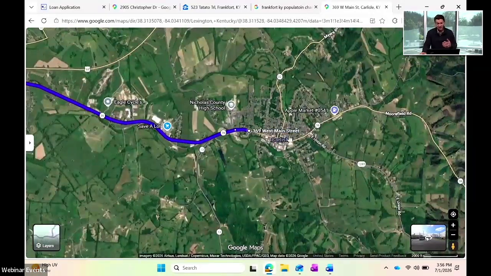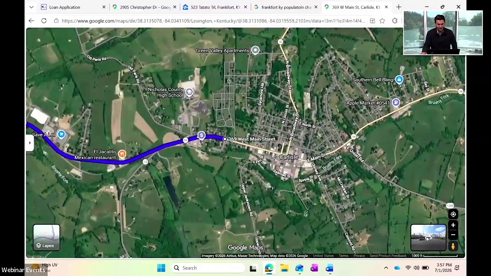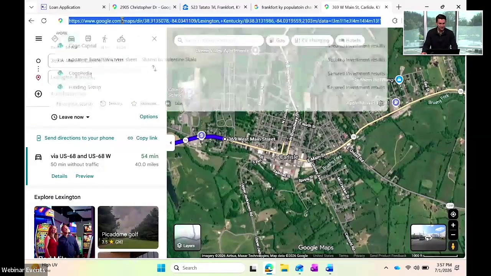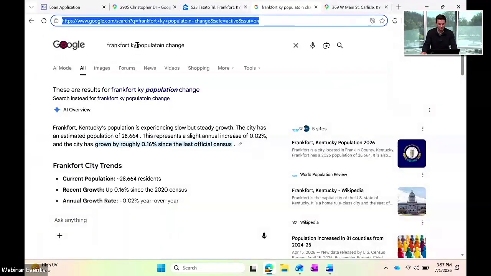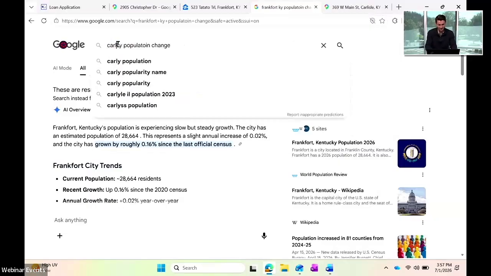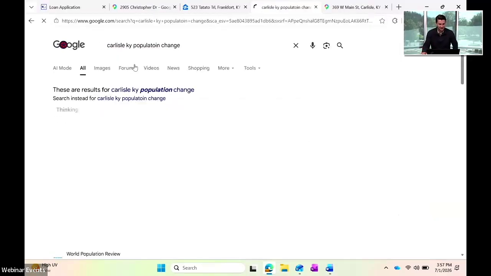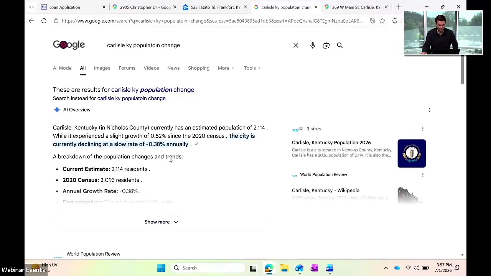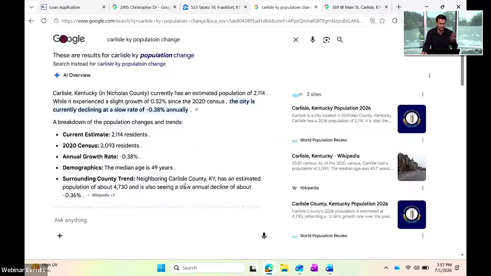So this is interesting. Carlisle, first of all, Kentucky's beautiful. I mean, just see all this, I'm very biased. This is all beautiful looking countryside. But I need to be realistic. Are people moving to Carlisle? So let's just look really fast at Carlisle population change. Here we go. Let's see what's happening in this tiny town. Okay, so it's pretty much flat. It is declining a little bit, but it's a town of 2,000 people. And I don't know if you guys caught this.